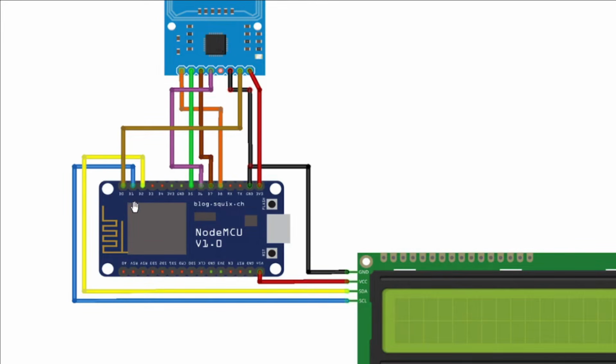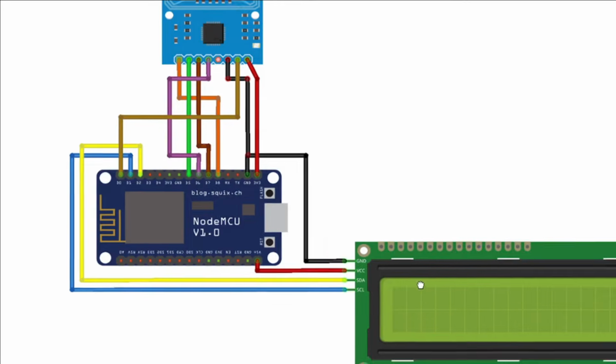D1 and D2. D1 is directly connected to SCL, which is the clock pin, and D2 is connected to the SDA, which is the data pin. Some NodeMCUs also give 5 volts from the VIN. If your NodeMCU is supplying 5 volts from VIN after powering it from USB, then you can use the VIN. Otherwise, you need to supply 5 volts from somewhere else.